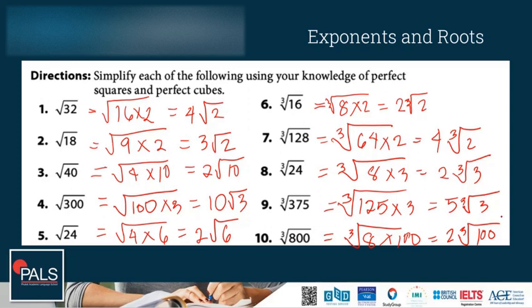Okay, before we end our lesson, I want you to remember to review several conditions that involve exponents and also the different exponent rules. And you should also be familiar with common perfect squares and perfect cubes. This will help you in evaluating expressions that involve exponents and roots.